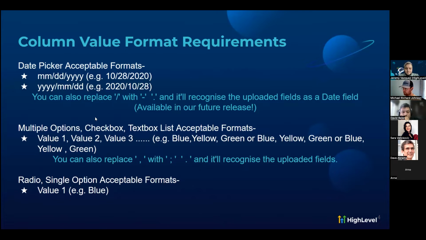So another field that you can import properly in the system is multiple options, checkbox, text box list, and these are the acceptable formats when it comes to importing that information or those values over to your locations. So you have a value here that's separated by a comma. For example, you have blue, then a comma, then yellow, and the rest of the information that you have here.